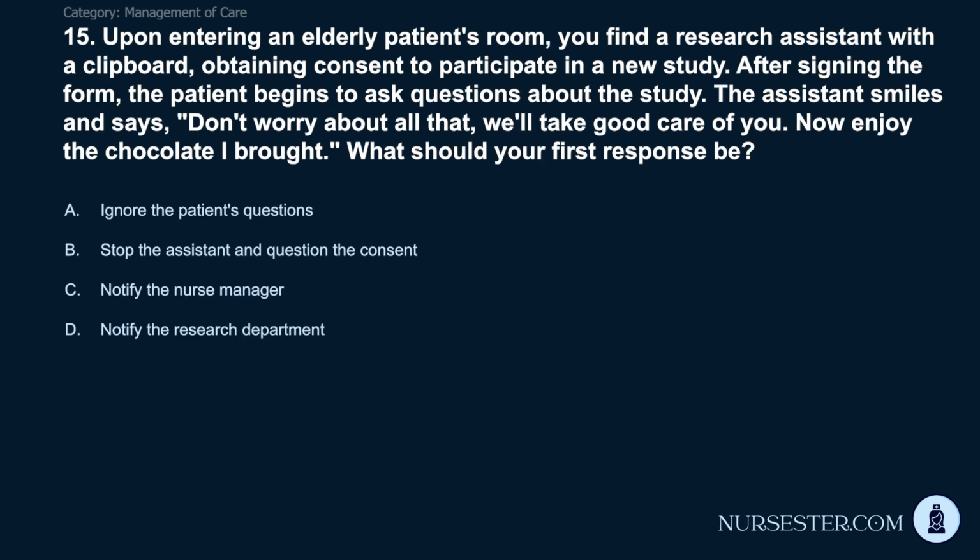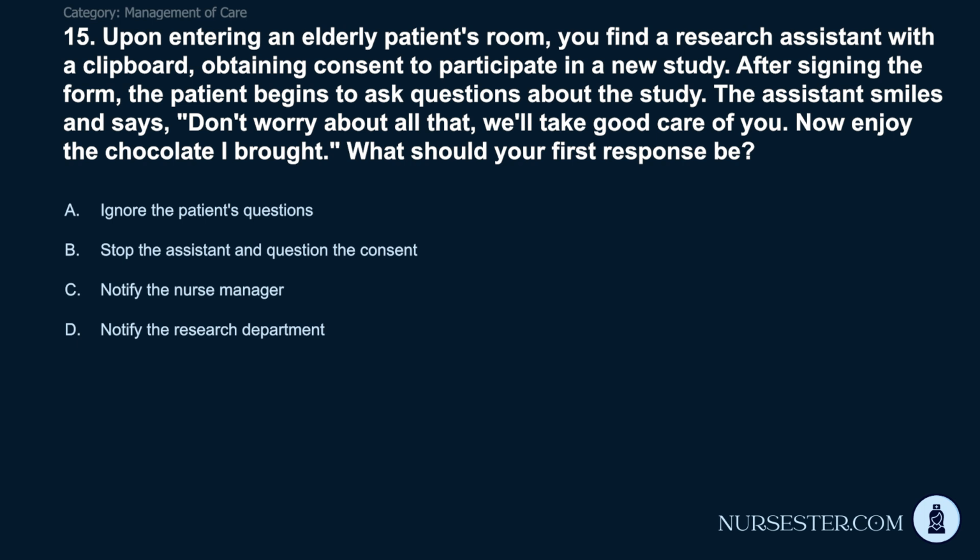15. Upon entering an elderly patient's room, you find a research assistant with a clipboard, obtaining consent to participate in a new study. After signing the form, the patient begins to ask questions about the study. The assistant smiles and says, "Don't worry about all that, we'll take good care of you. Now enjoy the chocolate I brought."